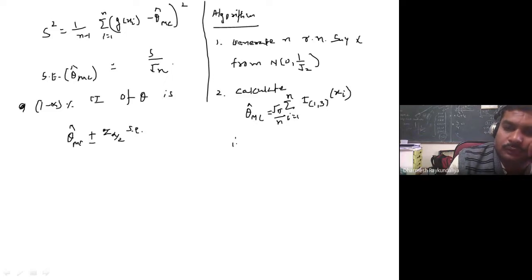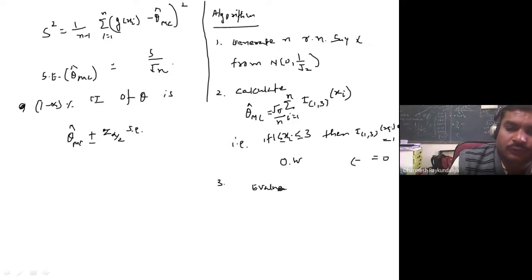Okay, that is, if xi lies between 1 and 3, then I13 of xi is 1, and it takes 0 otherwise. Okay. Step 3, evaluate the standard errors of theta cap MC.